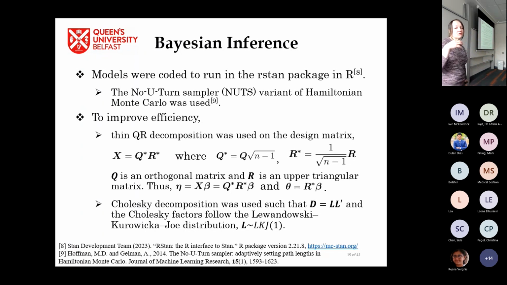Within this, we're looking at a No-U-Turn Sampler, so the NUTS variant of the Hamiltonian Monte Carlo. We're also trying to improve efficiency by using a thin QR decomposition on the design matrix X, and we're using a Cholesky decomposition on our variance-covariance matrix D. Okay, and all of that is essentially just to improve the efficiency and to hopefully help the MCMC, the Bayesian sampler, to work more efficiently.